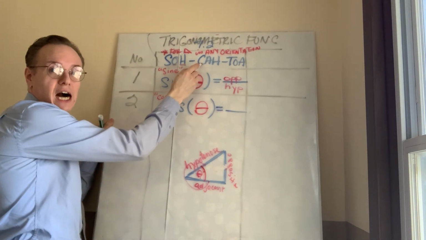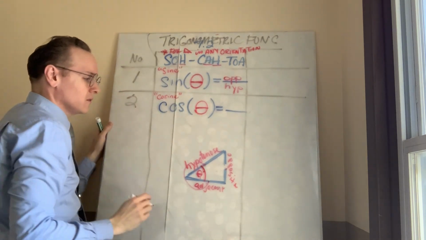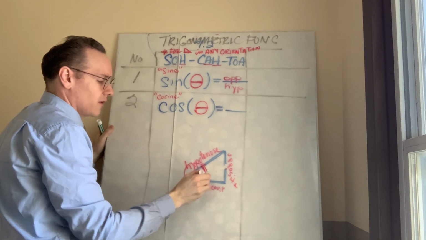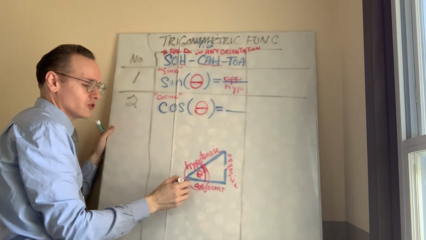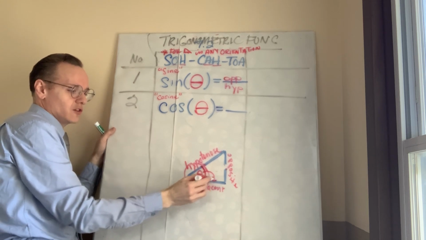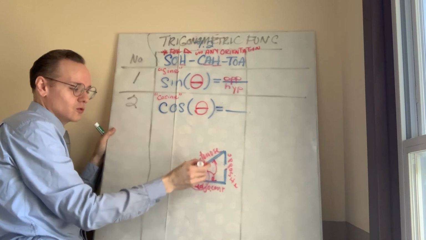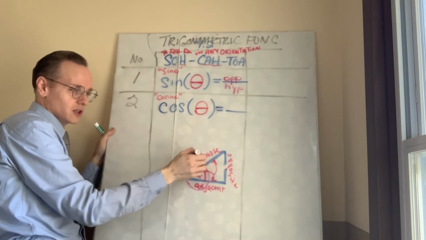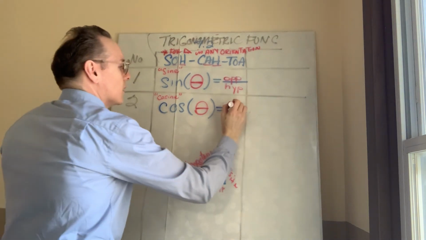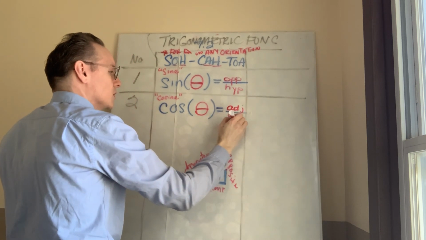Cosine, the C and the ka, is adjacent over hypotenuse. So, in respect of a function that is a cosine function of this particular angle, it is adjacent over hypotenuse. It's referring to these two sides, specifically the adjacent side and the hypotenuse. So I'm going to abbreviate that ADJ, and then again HYP.